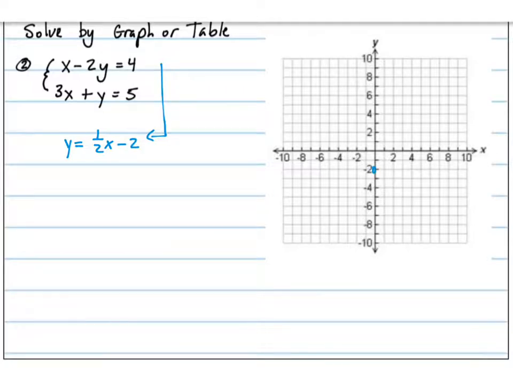We start at negative 2. We're going to go up 1, over 2. And we've got our line.